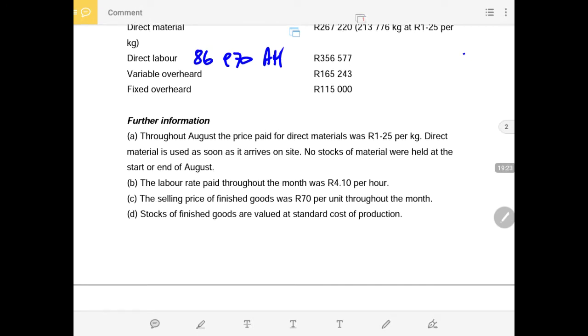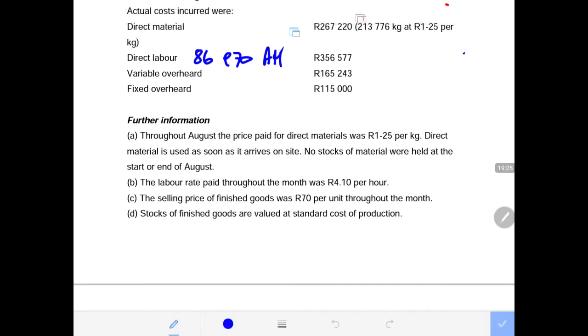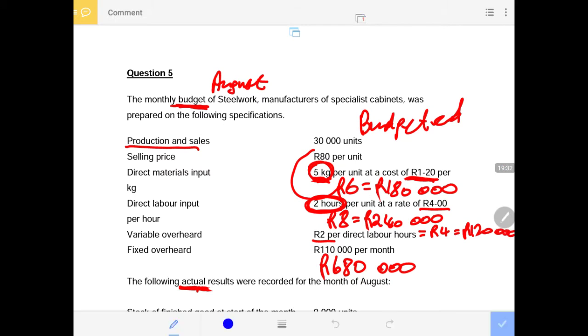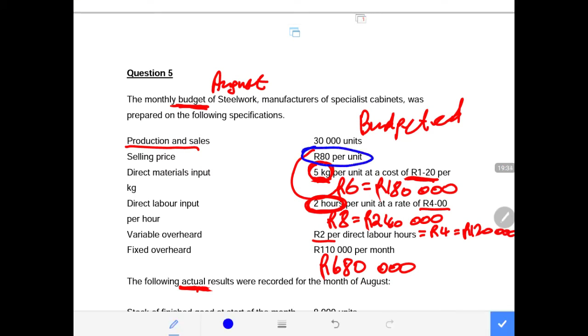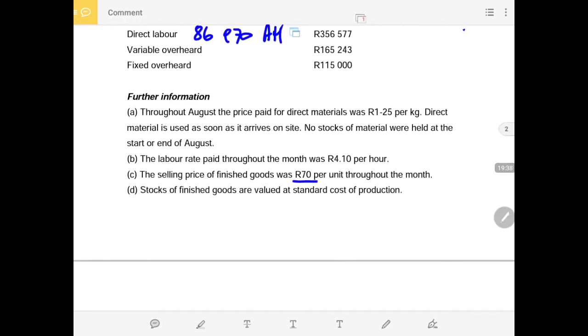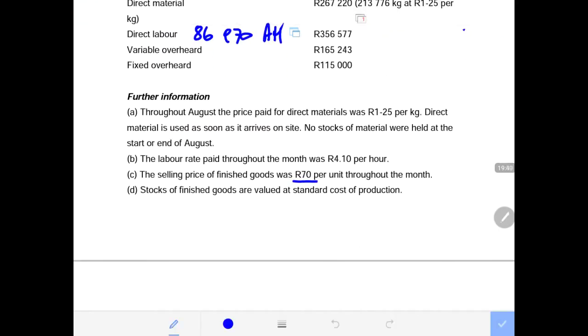Then now we are told that the selling price of the finished goods was 70 rand. Previously, we budgeted to sell our product at a price of 80 rand, but now we are selling them at a lesser price than we anticipated. So, meaning the selling price variance will also be unfavorable if we were to do the selling price variance.